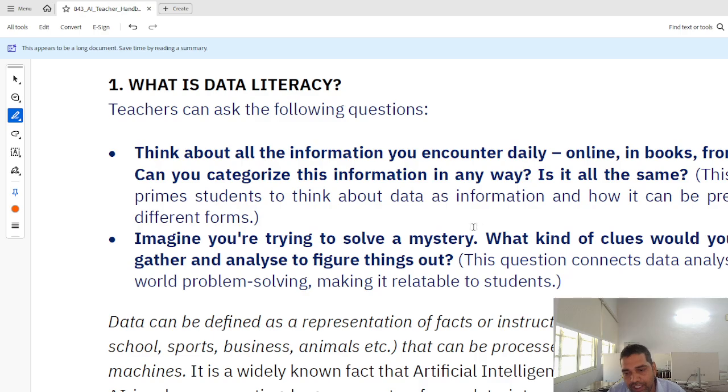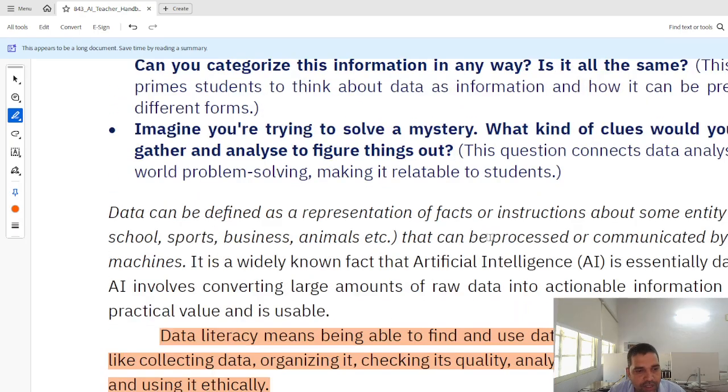So students, we are talking about data literacy. Just now I told you that literacy means you are able to find and use data effectively. If you have the skill to collect the data, organize the data, check the quality of the data, analyze the data, and understand the results of the analysis, then you are data literate.